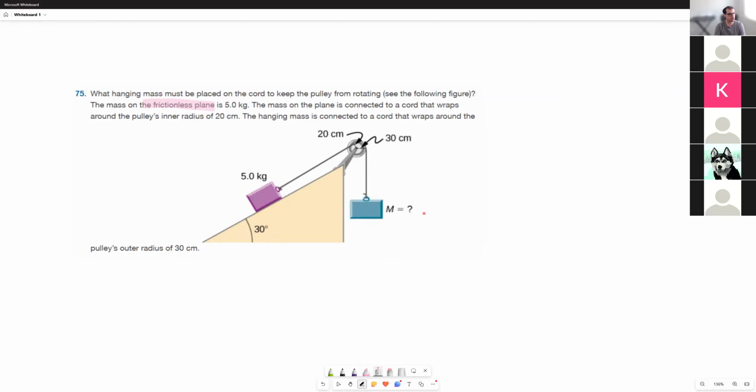We're going to use torque. Duncan, can you tell us what you are going to use? Yeah, torque. Good point. Okay. Torque of what equal to what? Torque left equal to torque right. Okay. Why equal, Duncan?